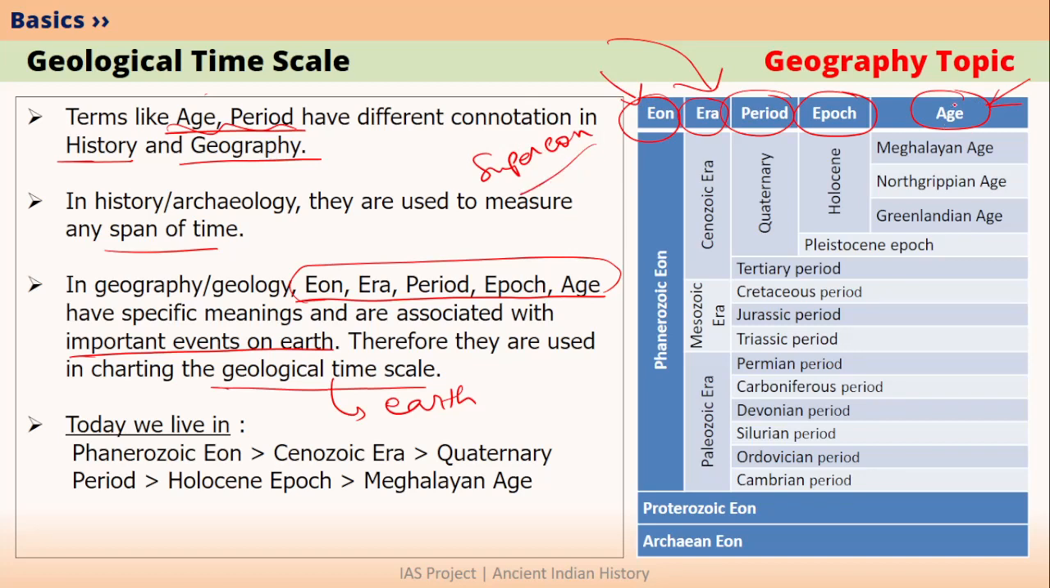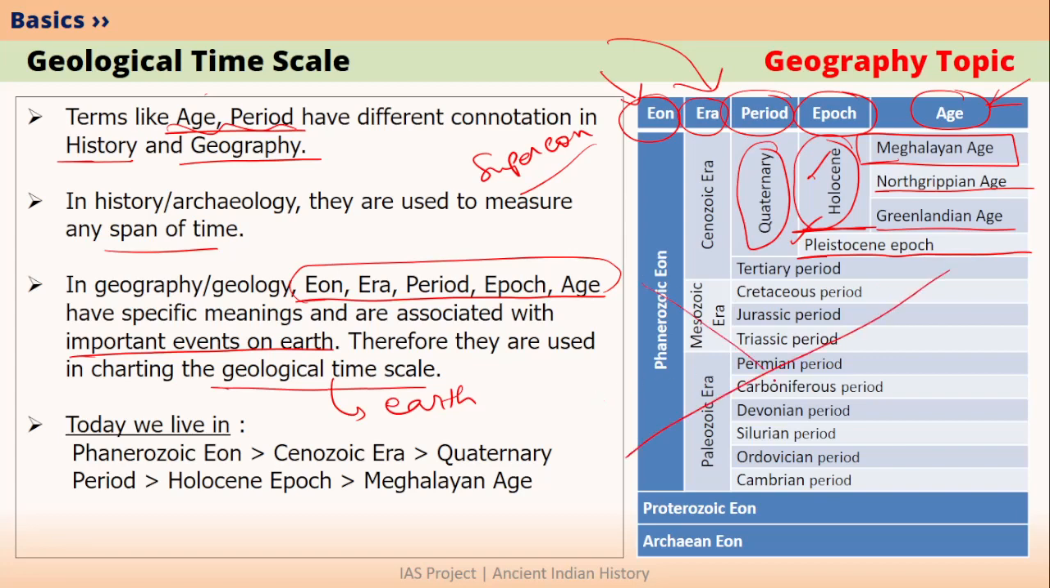So if we talk about ages, Meghalayan age is the age that we are currently living in. Before Meghalayan age, we had Northgrippian age and Greenlandian age. All these three ages belong to the Holocene epoch. Holocene epoch started somewhere around 12,000 years ago. And before the Holocene epoch, we had the Pleistocene epoch. Both Holocene as well as Pleistocene belong to the Quaternary period. You only need to remember this much. You don't need to remember all this from the point of view of history.